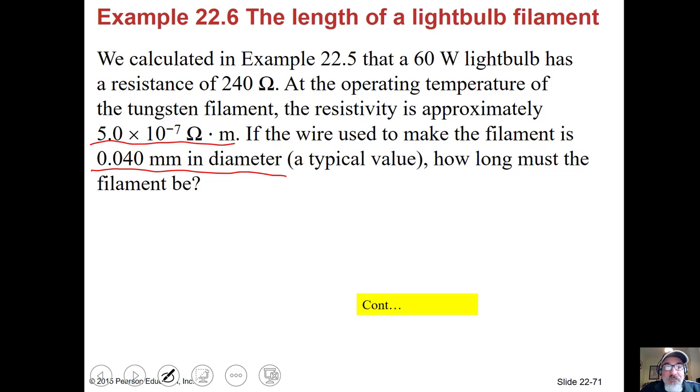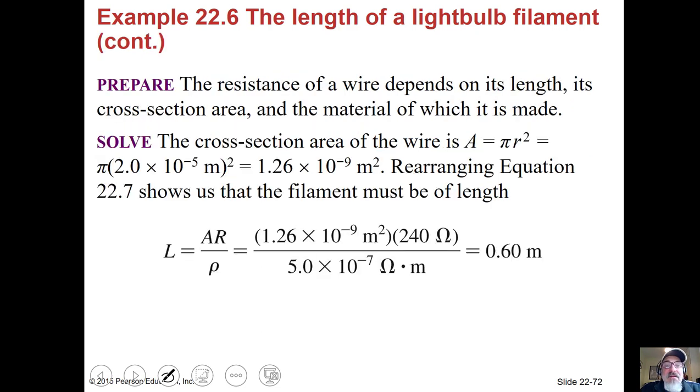So let's take a look at that. We know the resistance, the resistivity, the diameter. We want to figure out how long it must be. We're assuming again that it's got that cylindrical shape like this, and that's the cross-sectional area. So pi r squared, so pi times 2 times 10 to the minus 5 meters squared. It was a really small, thin wire. So 1.26 times 10 to the minus 9th square meters, that's the cross-sectional area.